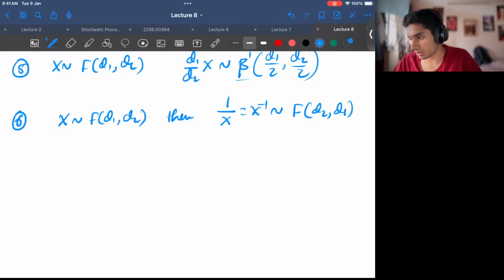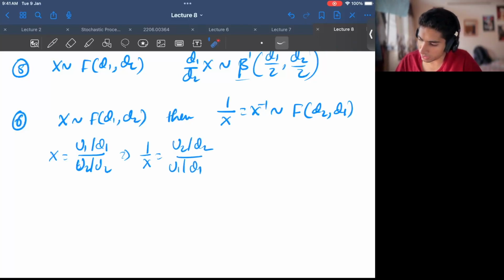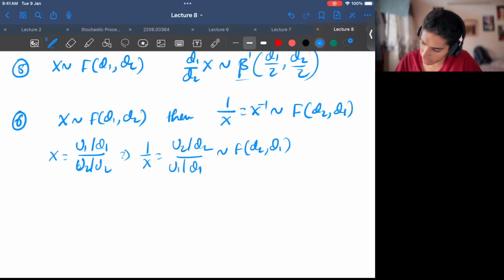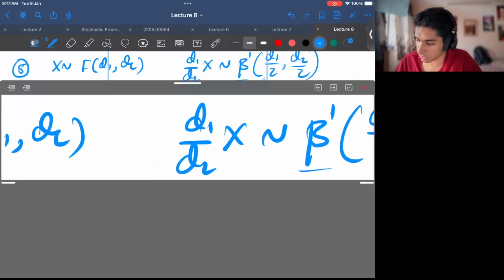It's like saying that if x was constructed by taking the ratio (u1 by d1) over (u2 by d2), this implies that 1 by x will be (u2 by d2) over (u1 by d1). Now, if you look at it, u1 and u2 were independent. It's just that the parameters are now reversed. So this will now be distributed according to F of d2 comma d1, and the original was distributed according to F of d1 comma d2. This is how taking the inverse changes the order of the parameters. That's all.